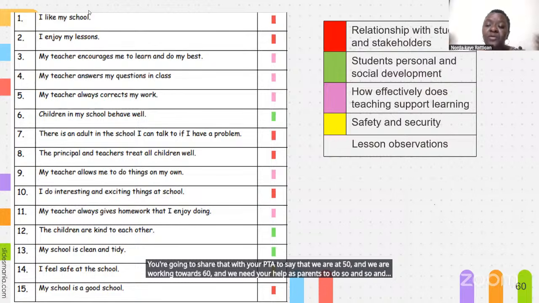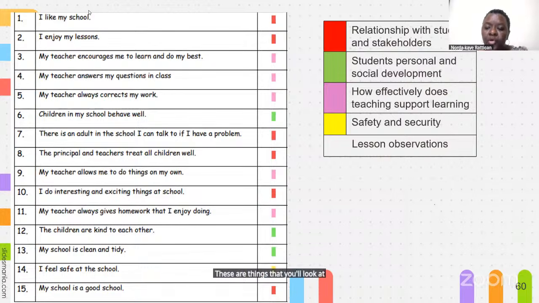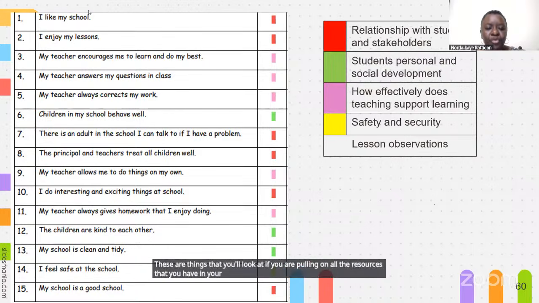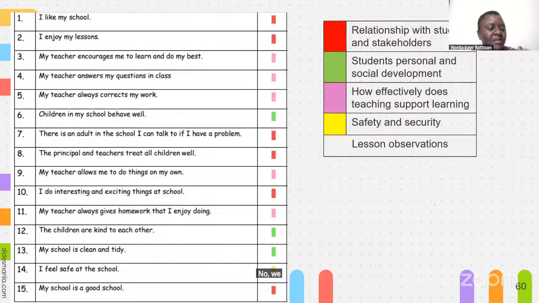These are things that you look at if you are pulling on all the resources that you have in your hands to help you to move as a school. Now, we have at our disposal as administrators some surveys: student survey, staff survey, parent survey. Now, these are some of the questions that they're asked, and based on what they say, we can get some vital information.